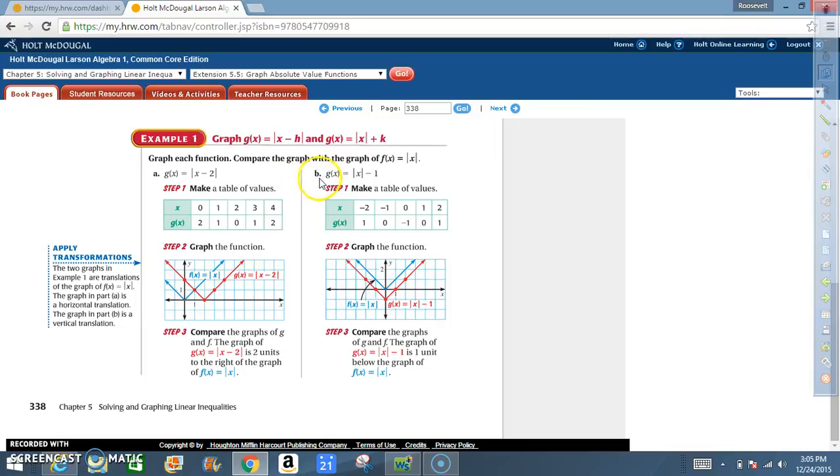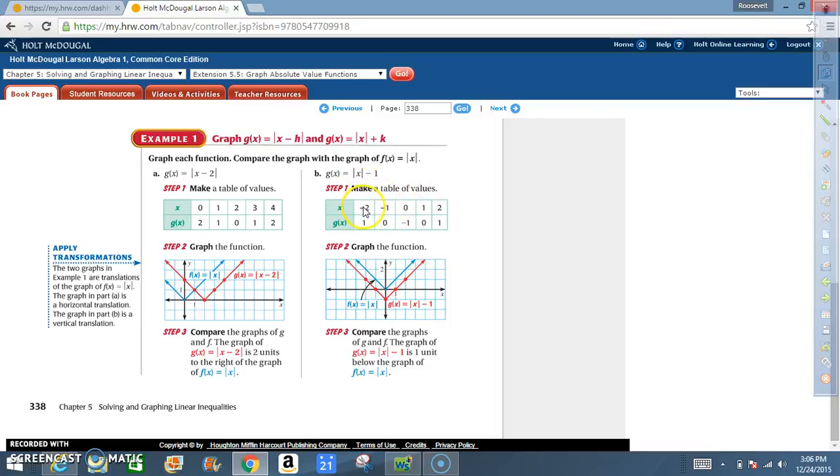Okay, now for B, g of x is equal to the absolute value of x minus 1. First, notice that the -1 is on the outside of the absolute value sign, as opposed to being on the inside of the absolute value sign in the first example. Step 1, same process. Make a table of values.